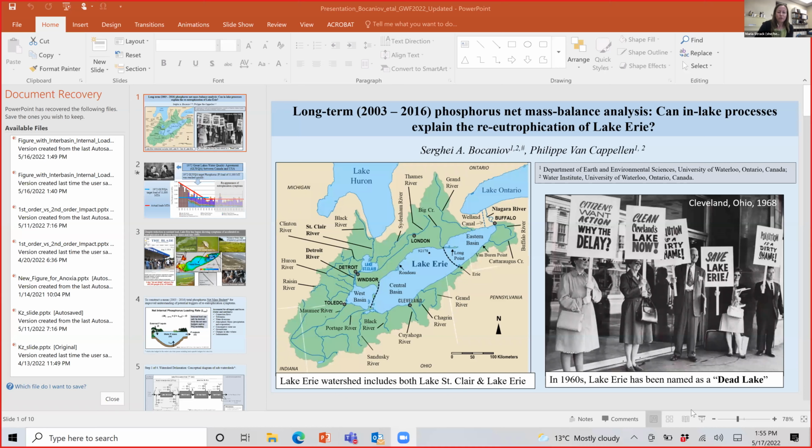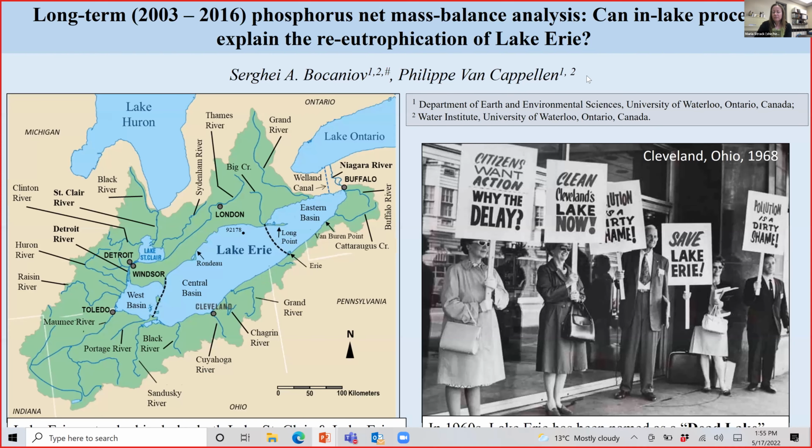Okay, so our next presenter is Sergey Bokniov, who's going to be presenting on a phosphorus net balance: can in-lake processes explain reeutrophication in Lake Erie? And Sergey, we can't hear you yet.